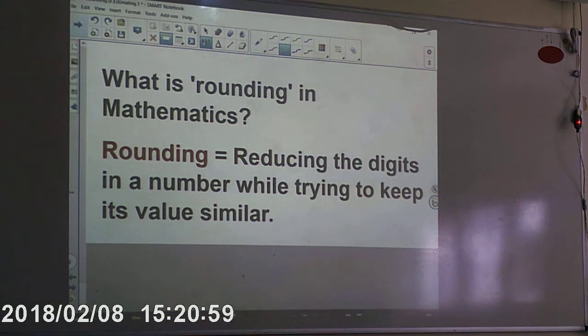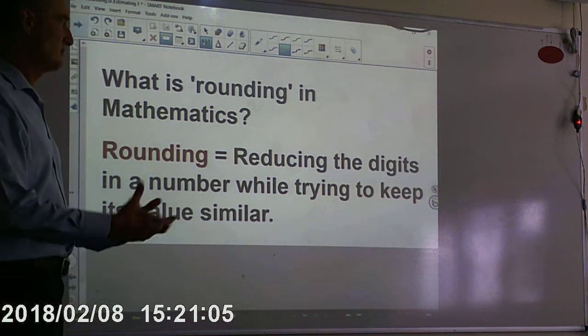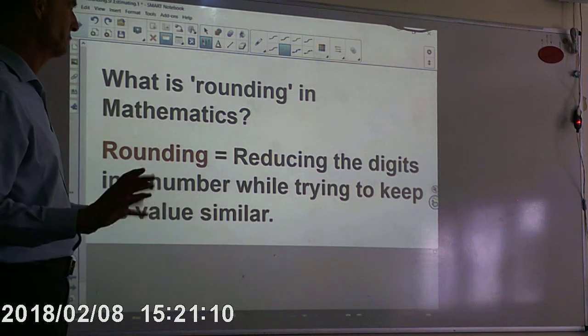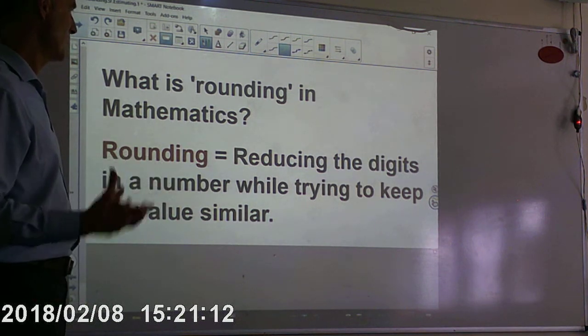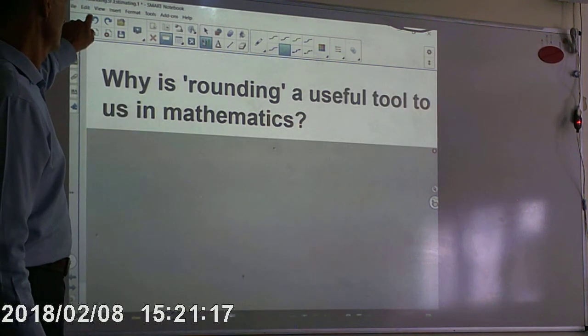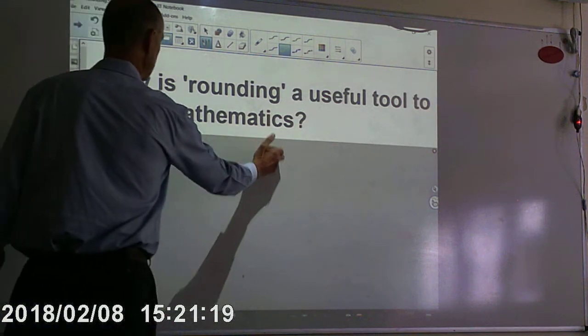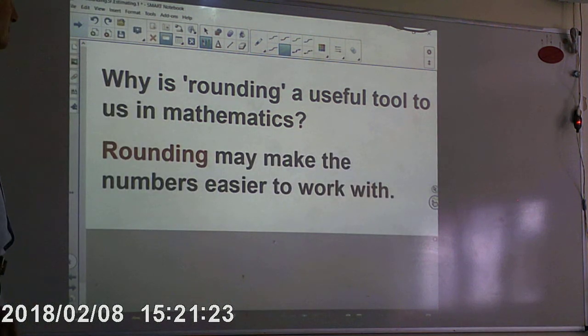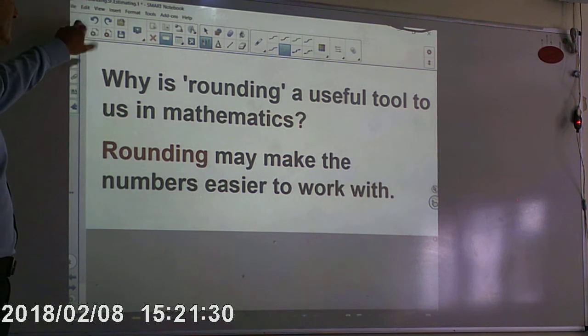Reducing the digits in a number while trying to keep its value similar. So we're trying to make the number easier to work with by reducing the number of digits. Let's have some zeros in there, but let's make the number easier to work with. Why is it useful? Exactly as I said, it makes our life easier. That's what rounding is all about. Trying to make life easy for you, not make it more difficult.